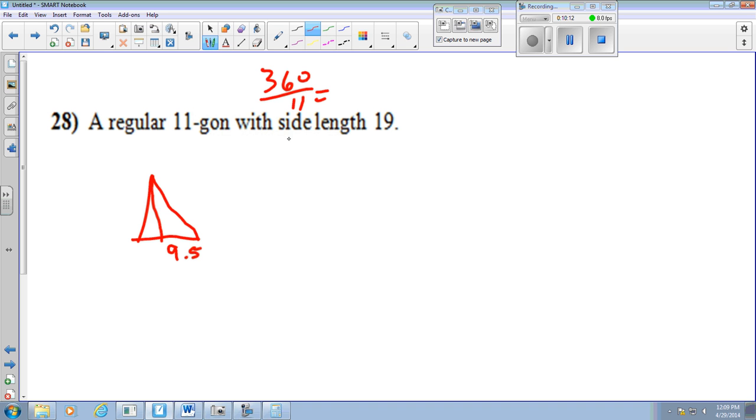When I divide that by 2 to get the angle, I get this angle in here is going to be 16.36 degrees. So we're going to use that when we find the apothem. I know that to get my perimeter is going to be relatively easy if it's an 11-sided polygon and there's 19 per side. I know that my perimeter is going to be 209. The last thing that we need to find is that apothem, so we're going to put an a in there, and we know we'll use trig.